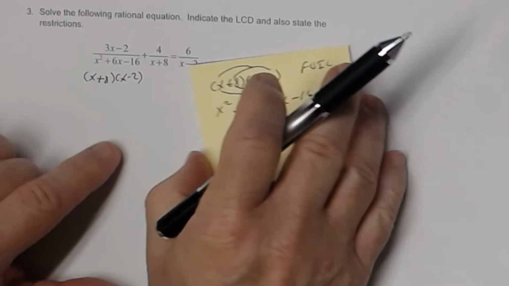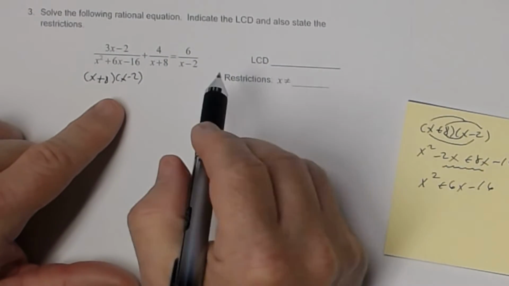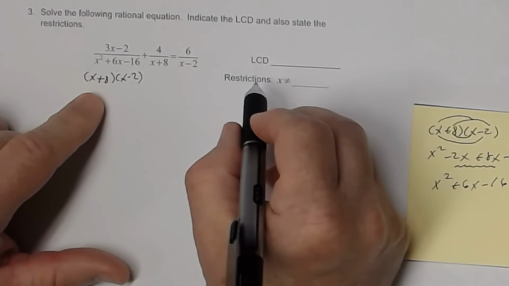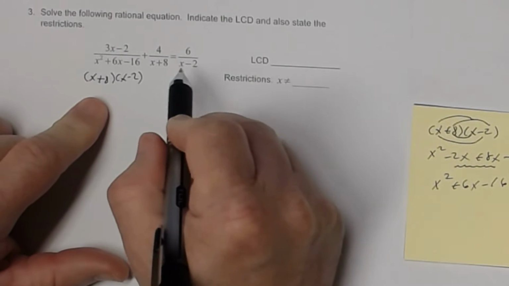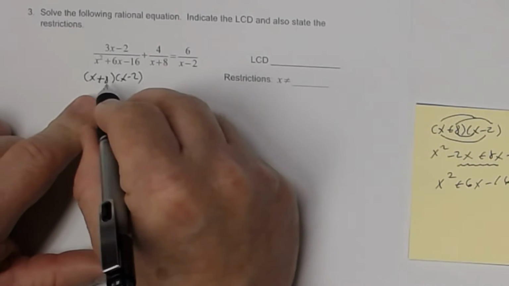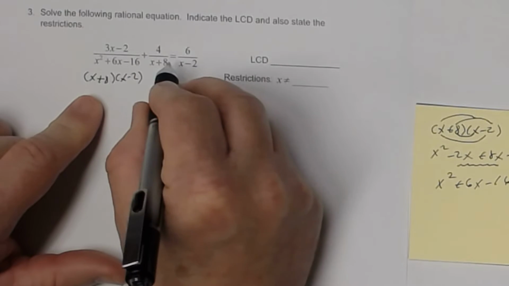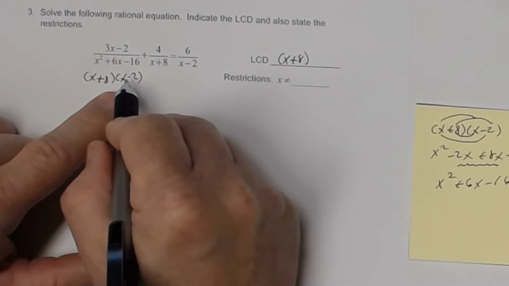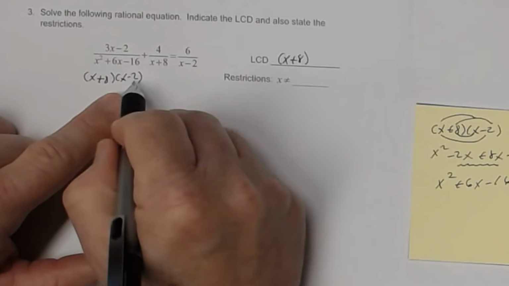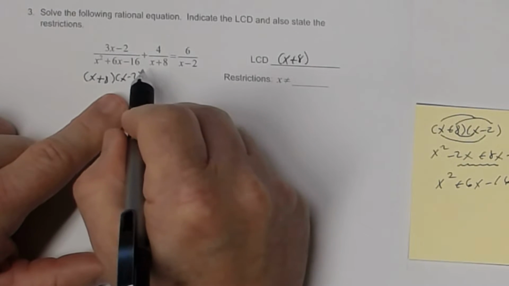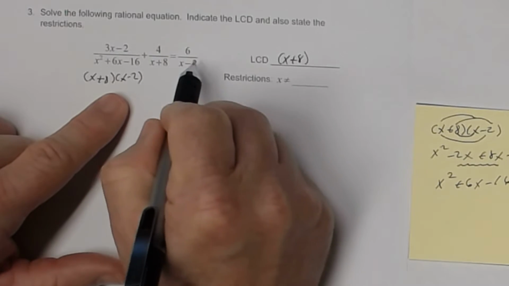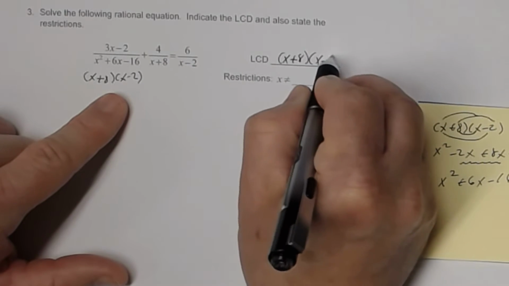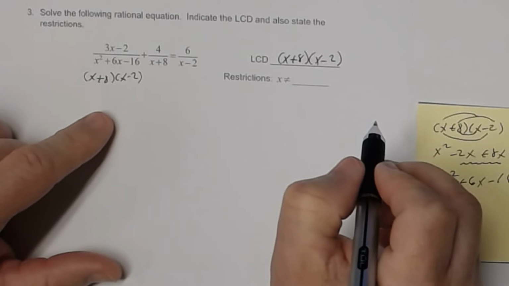All right, so I found the least common denominator. In this case, remember, the least common denominator must include every factor you see. So I see an x plus 8. It occurs once here. It occurs once here. So I'm going to use it once. Okay, I see an x minus 2 as a factor. It occurs once here, x minus 2 to the first. I don't see any here. I see it once here. So I need one factor. And there's your least common denominator.